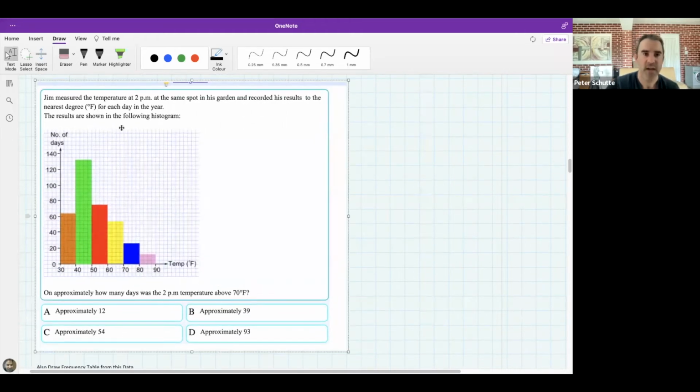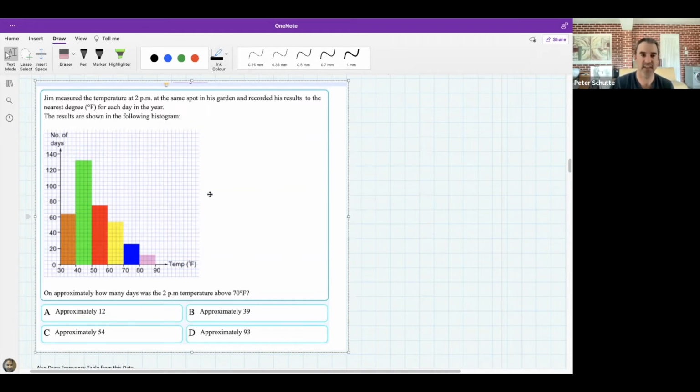So it says here, Jim measured the temperature at 2 p.m. at the same spot in his garden and recorded his results to the nearest degree for each day of the year. The results are shown in the following histogram. And it says here, on approximately how many days was the 2 p.m. temperature above 70 degrees Fahrenheit? So what they're saying is, well, I'll let you interpret that. Which of these 4 options do you think it's going to be?